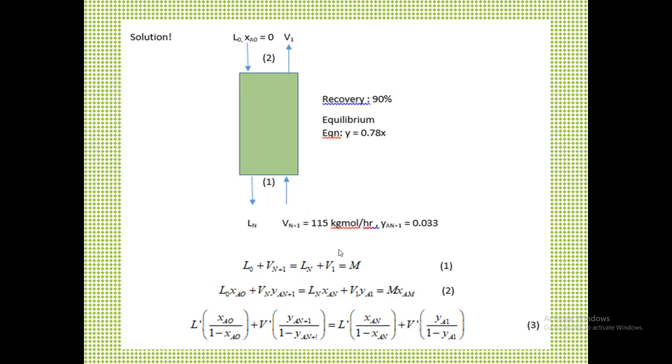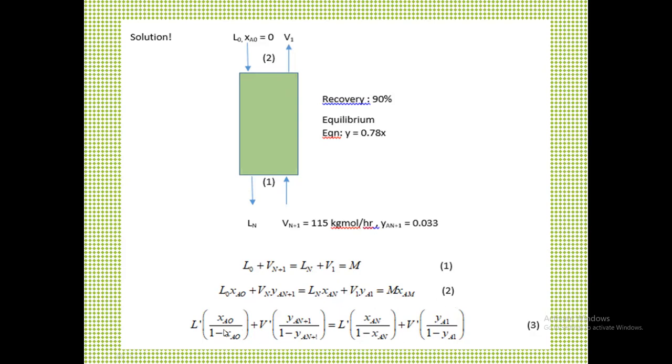Now, if you do the overall material balance, you have L0 plus V sub N+1 equal to LN plus V1 equal to M. We can also write L0 as L2 and V sub N+1 as V1. So L2 plus V1 is equal to L1 plus V2 equal to M. That is using the numbering that I indicated. Now our overall component balance is patterned after our overall material balance, and we simply multiply the streams by the mole fractions of A in each stream. So you have this one.